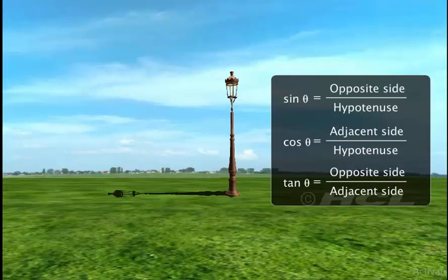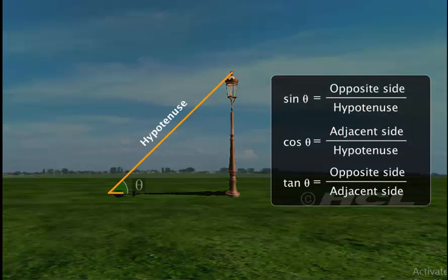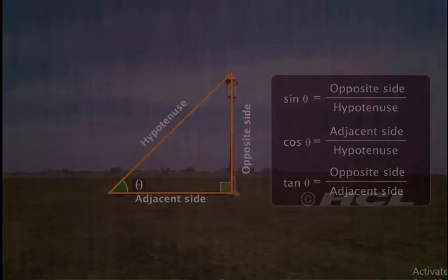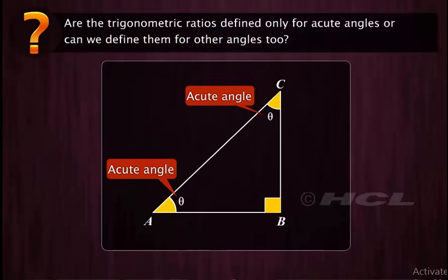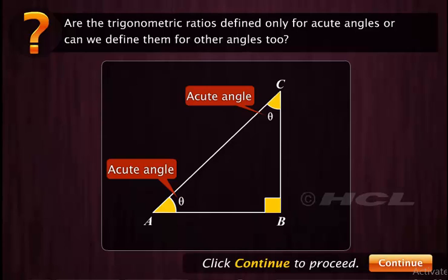We have learned how to define trigonometric ratios using a right-angled triangle. Did you notice that we have defined the trigonometric ratios for acute angles only? This is because the angles in a right-angled triangle, apart from the right angle, are both acute angles. Does this mean that trigonometric ratios are defined only for acute angles? Or can we define them for other angles too?